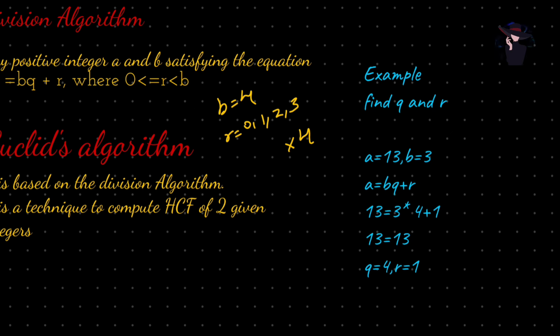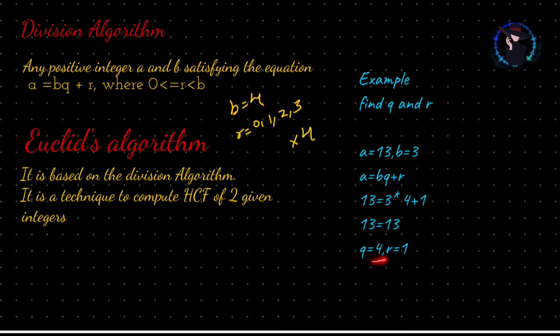Let's substitute the values. a is equal to 13, b is equal to 3. So how can we write it? 3 into 4 plus 1, which is equal to 12 plus 1, 13 is equal to 13. So we get the value of q equal to 4 and r equal to 1, right? As you can see, 4 as q and r as 1, right?